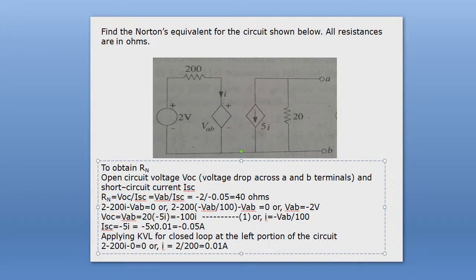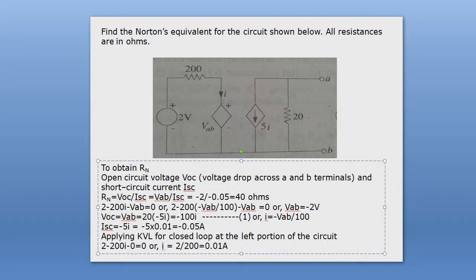Now you see short circuit current, if you apply a short path between AB terminal, then the 20 ohm resistance will be shorted out. So therefore the short circuit current is nothing but minus 5I, opposite direction, and you know the value of I equal to 0.0 ampere, which is calculated from the closed loop by applying KVL from the closed loop which exists at the left hand side of our circuit. Okay, we got short circuit current.